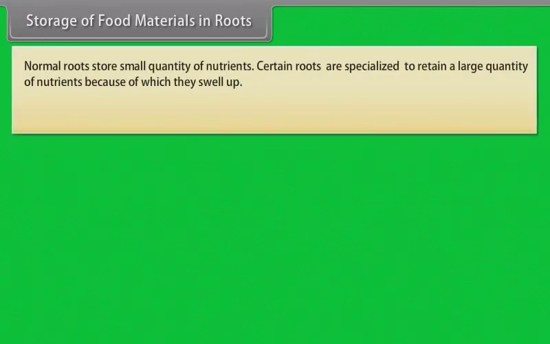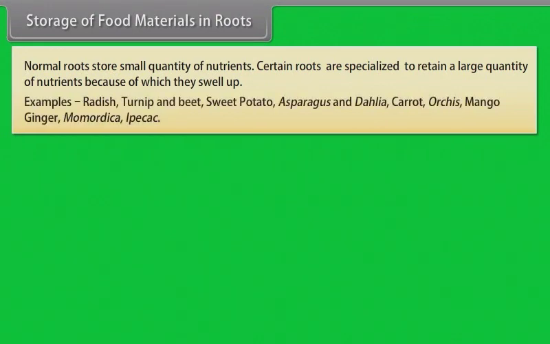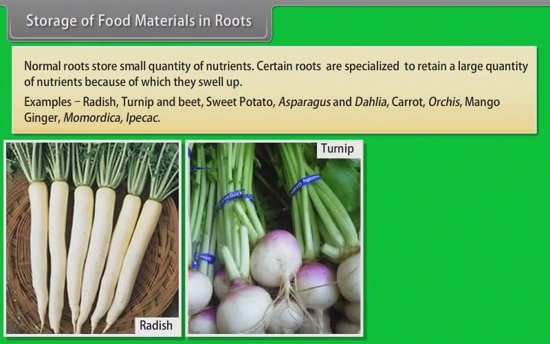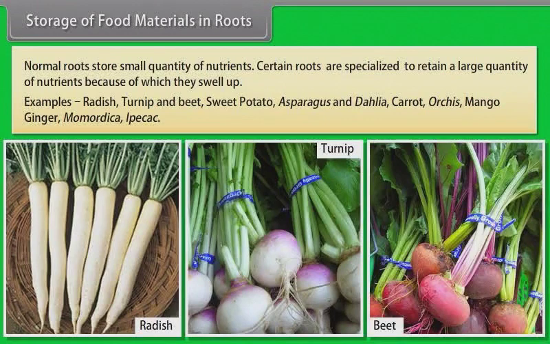Storage of food materials in roots. Normal roots store a small quantity of nutrients. Certain roots are specialized to retain a large quantity of nutrients because of which they swell up. Examples, radish, turnip and beet, sweet potato, asparagus and dahlia, carrot, orchids, mango, ginger, Momordica, ipecac.